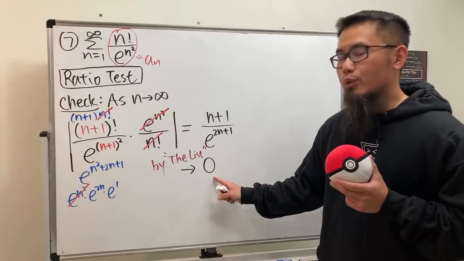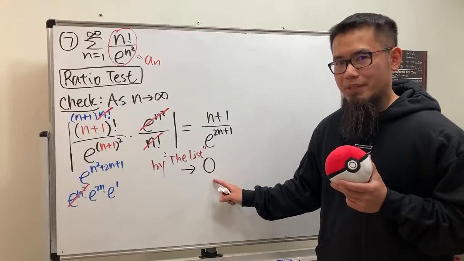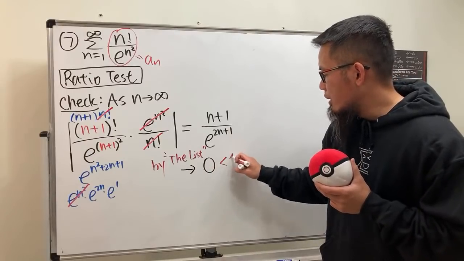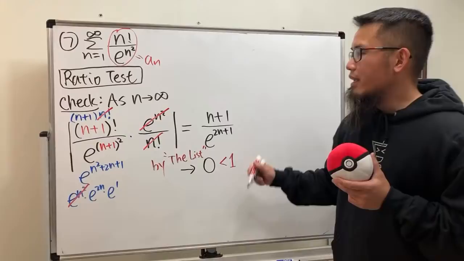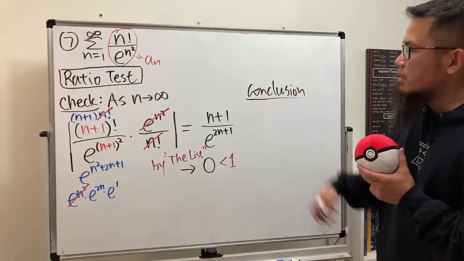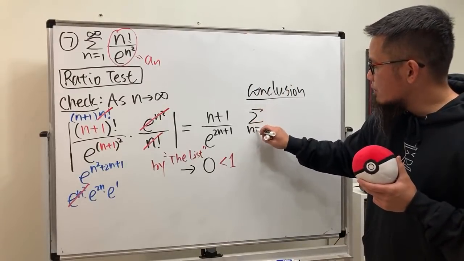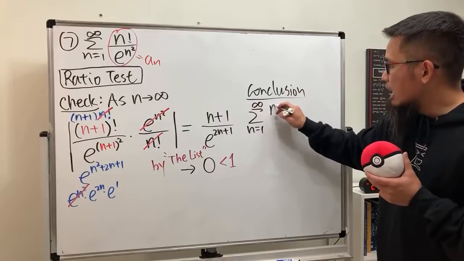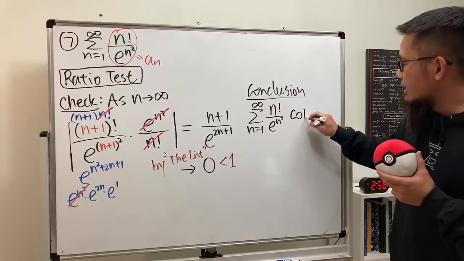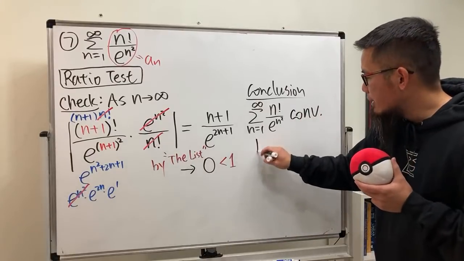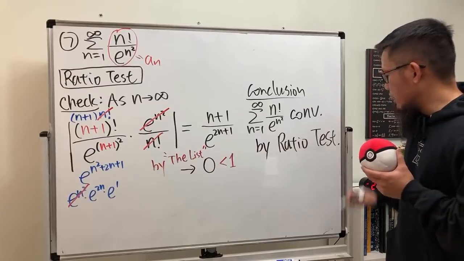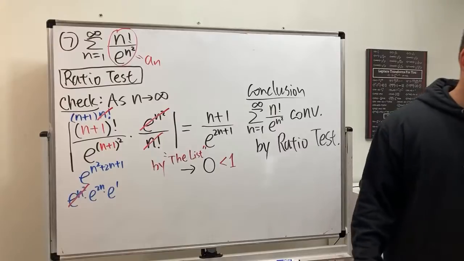Well, does 0 do us any good? Yes. For the ratio test, if we end up with 0, then please mention that this is less than 1. Therefore, we can draw the conclusion. The conclusion is that the series as n goes from 1 to infinity of n factorial over e to the n squared converges. Why? By the ratio test. And then we are done, just like that.